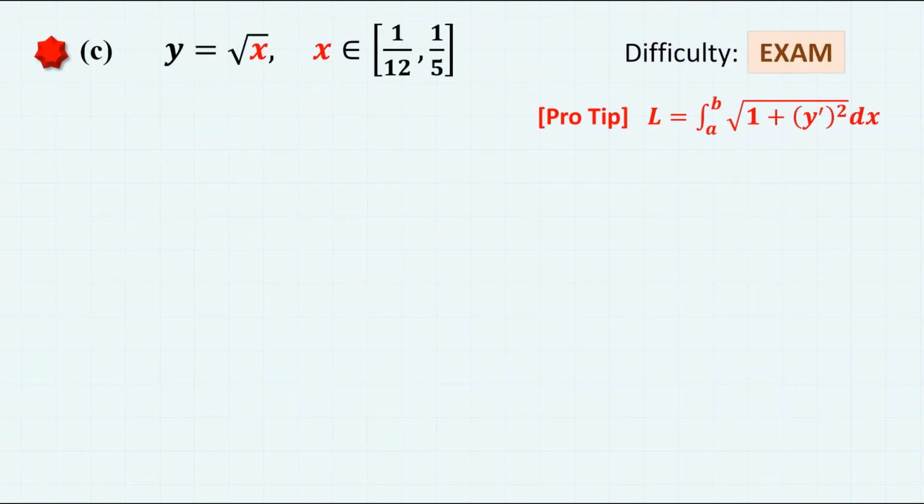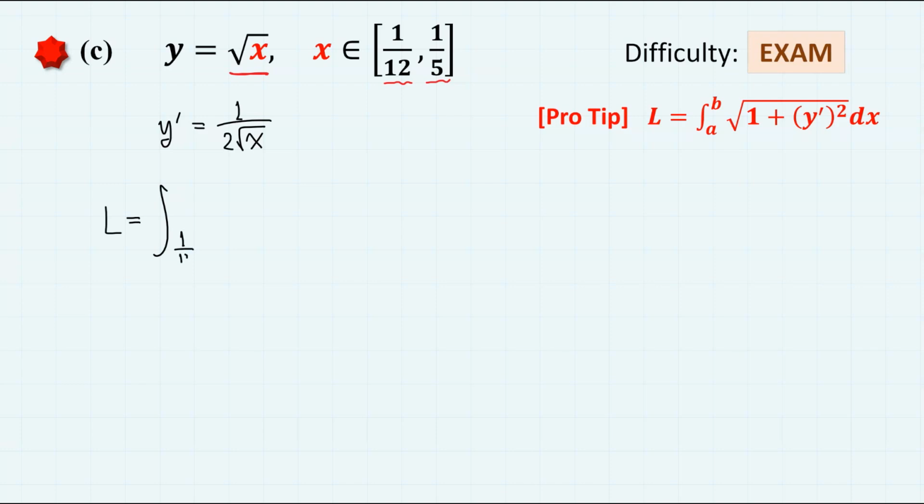And the third problem, and we have a juicy one right here. This is the real deal. Here the function is y equals square root of x, and the x is from 1 over 12 to 1 over 5. It is well known that the derivative of square root of x is 1 over 2 times square root of x, hence the length L of the curve is integral.